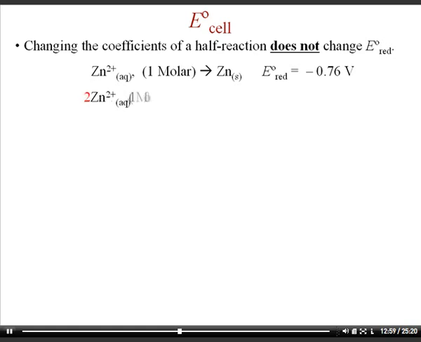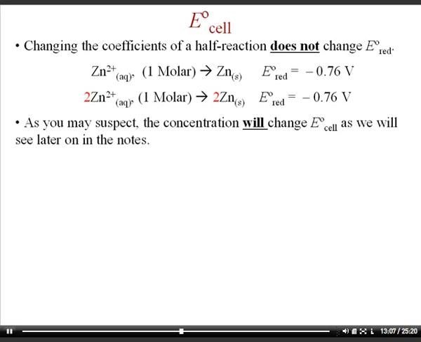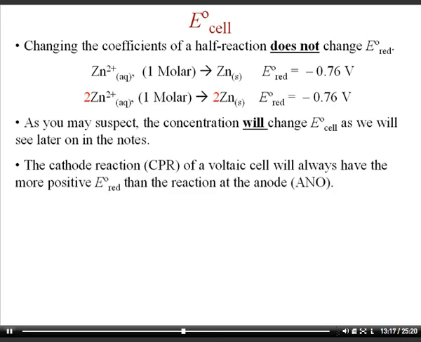Now, if you change the coefficients of a half reaction, it does not change the E0 reduction potential. So it doesn't matter if you have 1 mole of zinc ions or 2 moles of zinc ions turning into the zinc solid. The E reduction potential is the same. And as you may suspect, the concentrations, since they're listed as 1 molar, do change the EMF of the cell, and we'll see that later on.